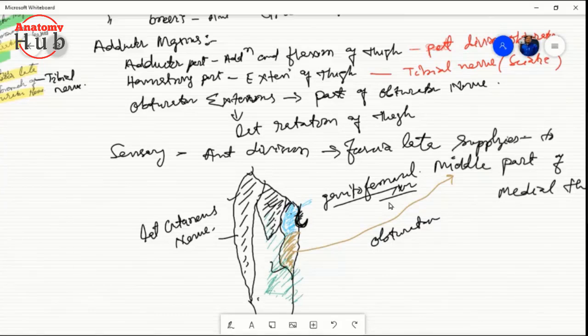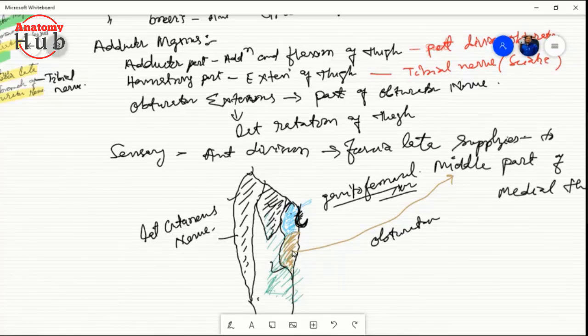Sometimes obturator nerve damage also occurs. This obturator nerve can be damaged during surgery of the pelvis or abdomen. At that time, what symptoms will you find? You will find numbness and weakness of the adductor compartment muscles, and numbness at the medial part of the thigh.